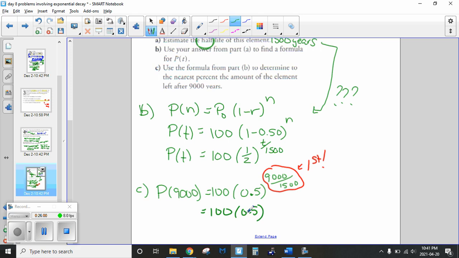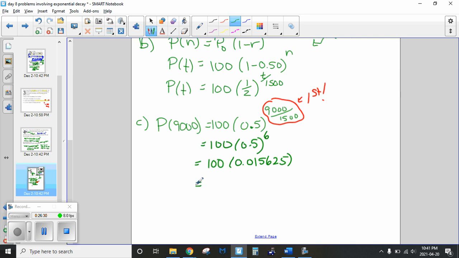Let's see, 9,000 divided by 1,500 is 6. So 9,000 years is 6 decay periods. 0.5 to the exponent 6 is 0.015625. And multiplying those two together just shifts the decimal over 2 spots.